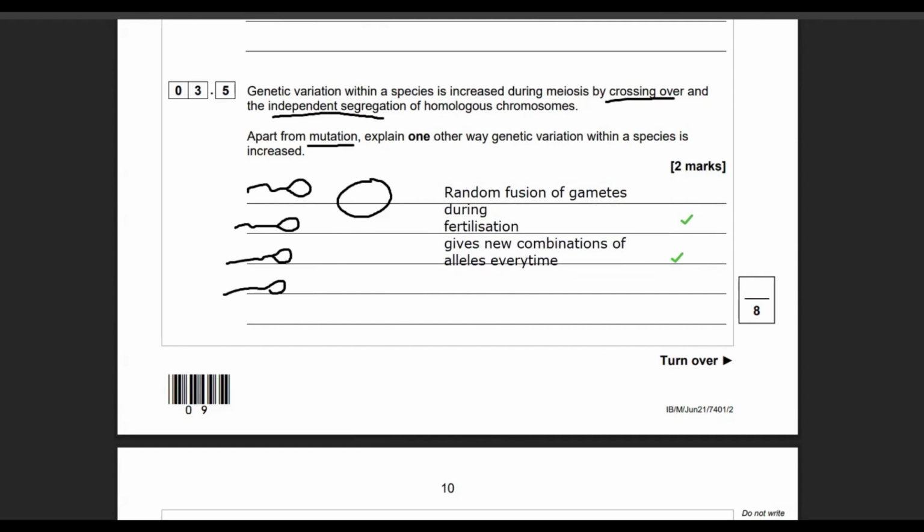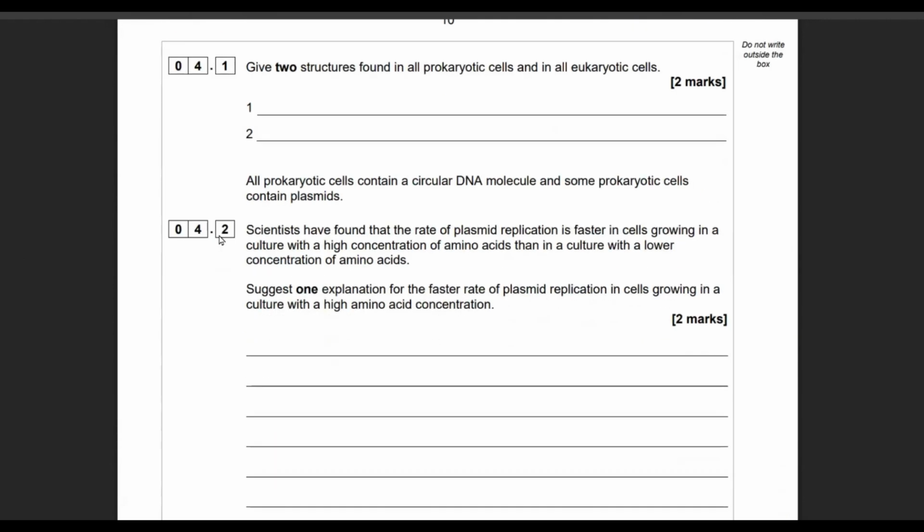Lovely jubbly. I think there's 200 million sperm in a teaspoon. But yeah, something weird like that.